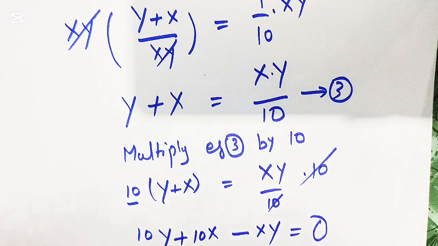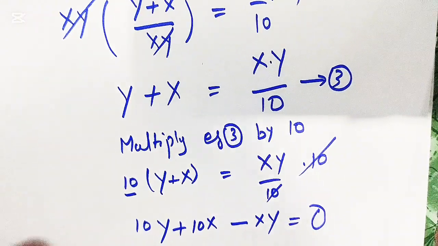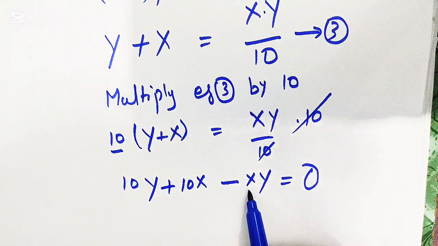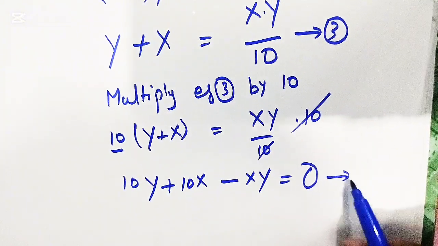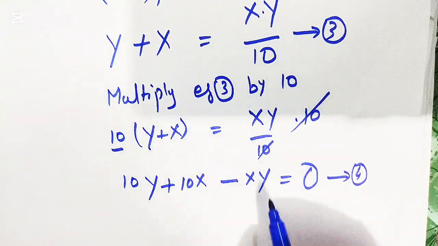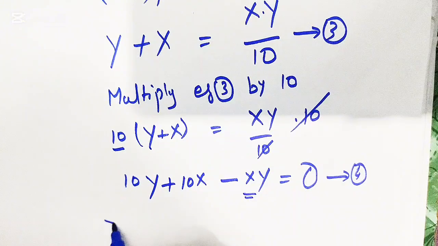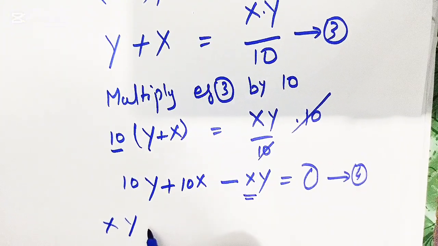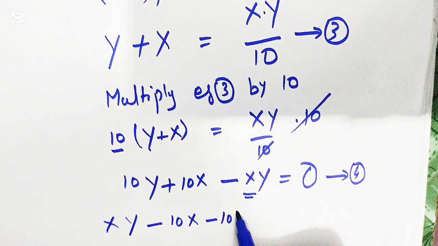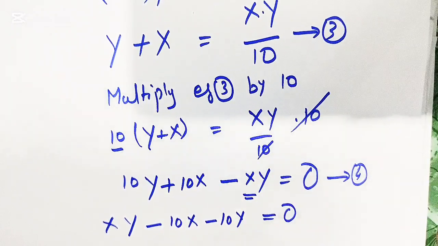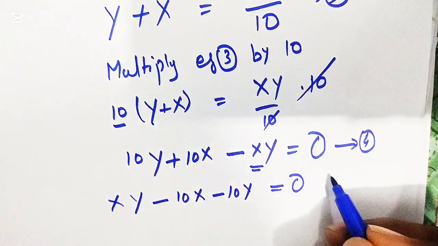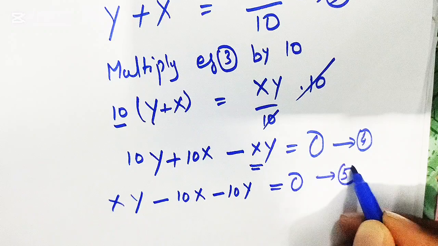Now I will take this equation and multiply it by minus 1. I will call this equation 4. By multiplying equation number 4 by minus 1, I get a positive xy, minus 10x minus 10y is equal to 0. I will call this equation number 5.